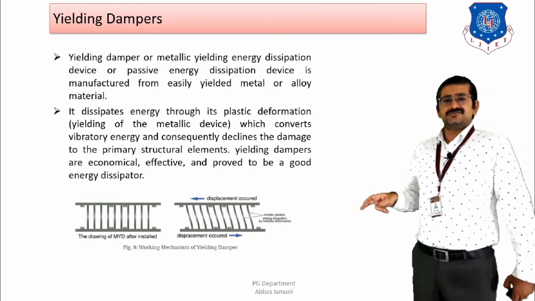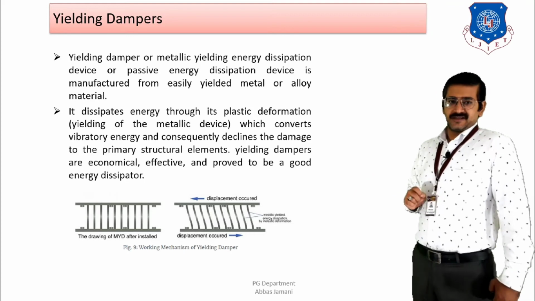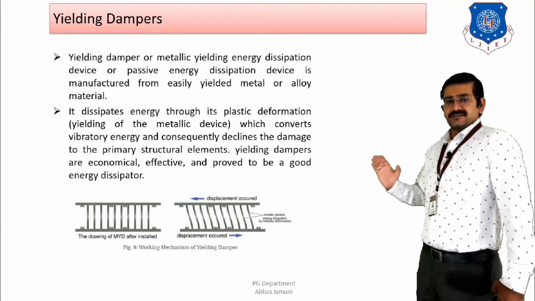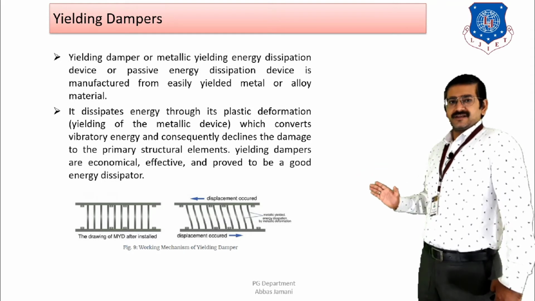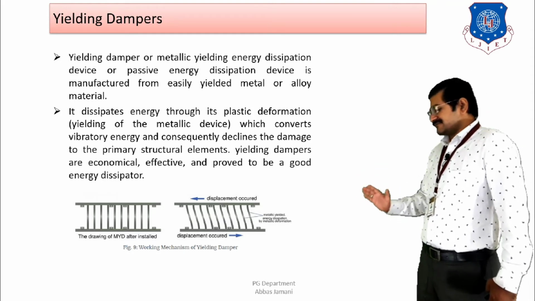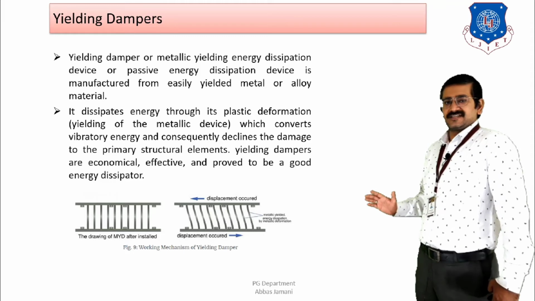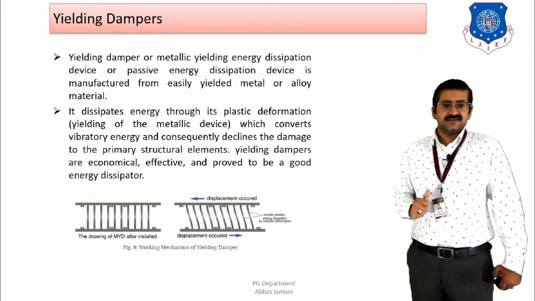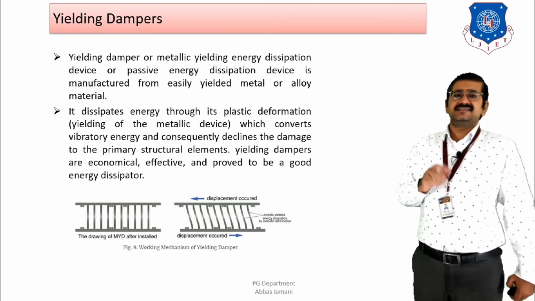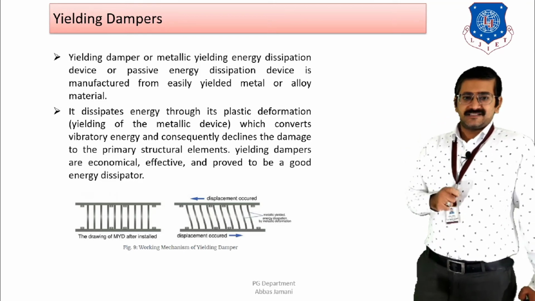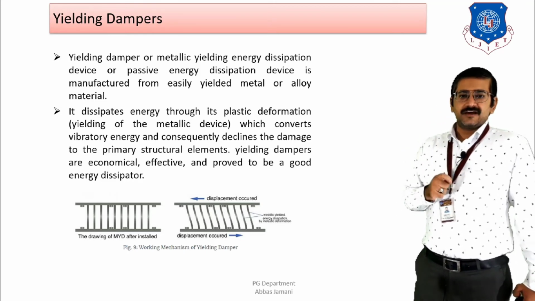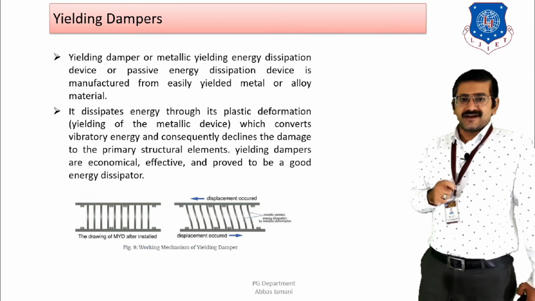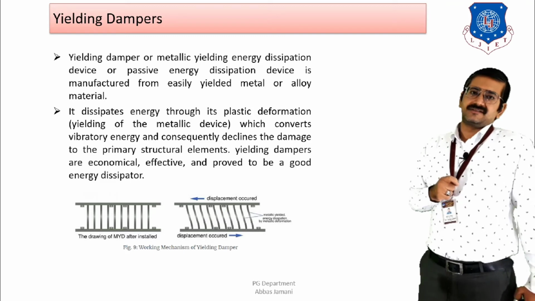The first figure is shown where the yielding of the metal has not taken place, and in the second figure, the earthquake force is transferred to this material, that is the dampers, and after the force has been transferred and the dissipation of energy has taken place, the yielding of the metal is shown in the second figure, right? So it dissipates the energy through its plastic deformation, that is yielding of the metallic device, which converts the vibration energy and consequently declines the damage to the primary structural elements.